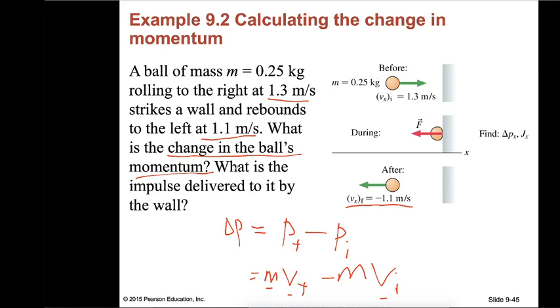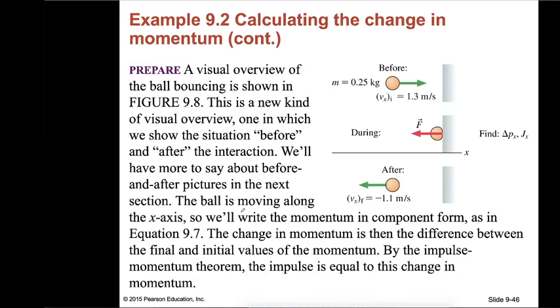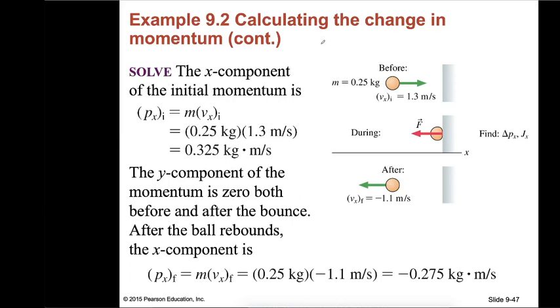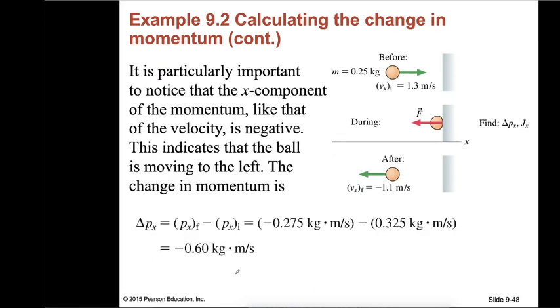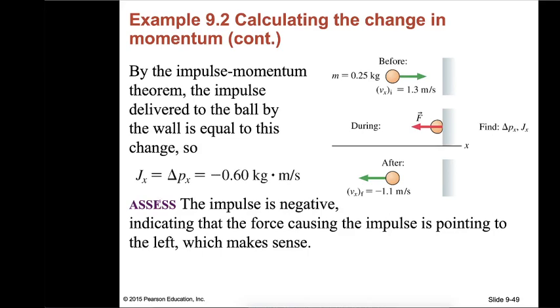That's the first question. Second question, what's the impulse delivered to the wall? J equals delta P. So the impulse delivered to the wall by the wall is the same as the change of momentum. So the two questions have the same answer. Here is a more detailed calculation. Calculate P initial, P final, then P final subtracted by P initial, you get delta P. Delta P is the same as J, so you have the same answer.